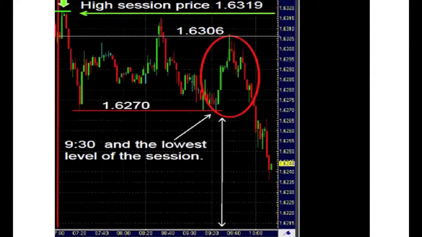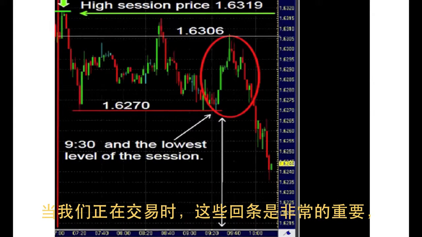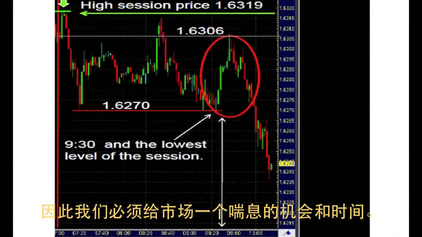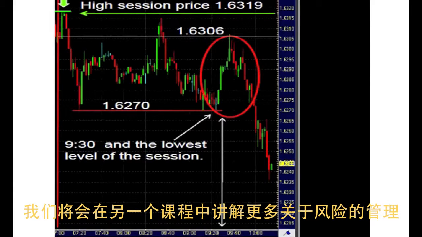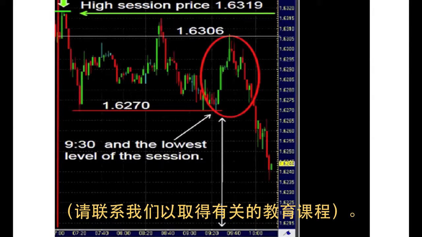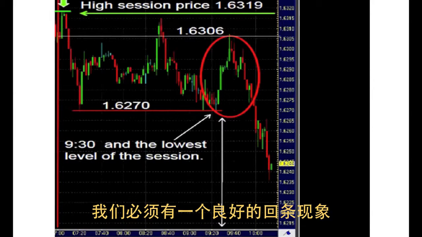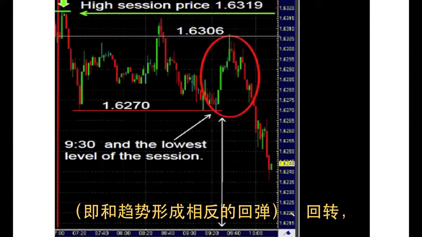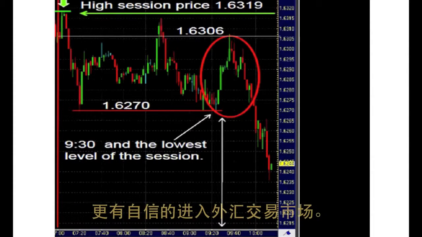These retracements are very important when we're trading. Why? Because we have to give the market not only time, we have to give it room to breathe. These retracements are going to become very important factors, especially for our risk management. We will get into that later on in the session. First, remember, as part of our trend recognition, we must have a good retracement in the opposite direction of the trend for it to come back down, as we see in this example, to make a newer low, giving us more proof, giving us more confidence to place sell orders based on the information we have in front of us.